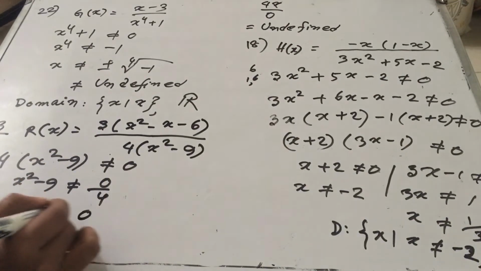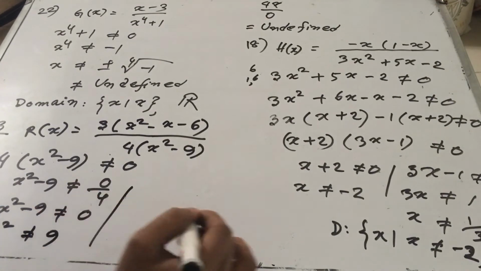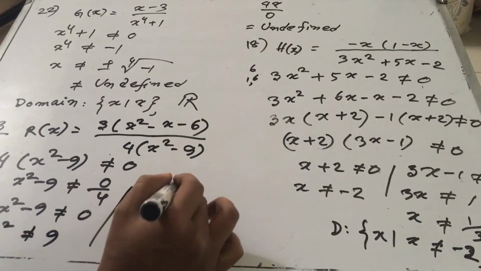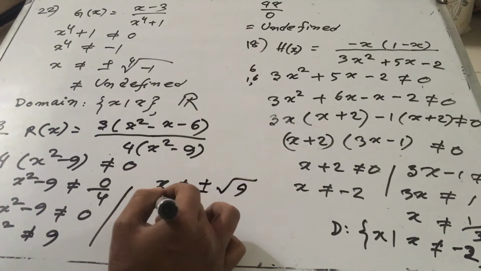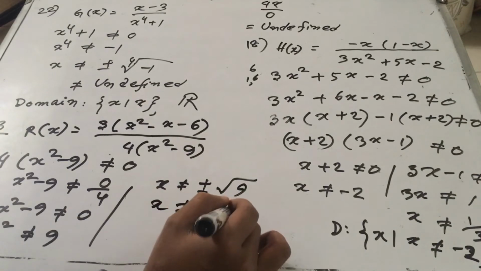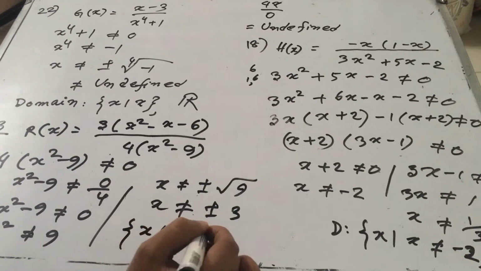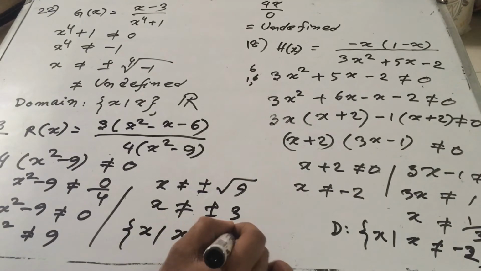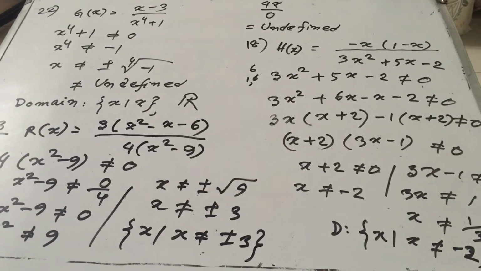Minus 9 is not equal to 0, then x squared is not equal to 9, then x is not equal to plus or minus the square root of 9, so x is not equal to plus or minus 3. That means the domain will be all real numbers except x is not equal to plus or minus 3. So that's the domain of this 23 number math. So this is how we get the domain. Let me try 24 number also.